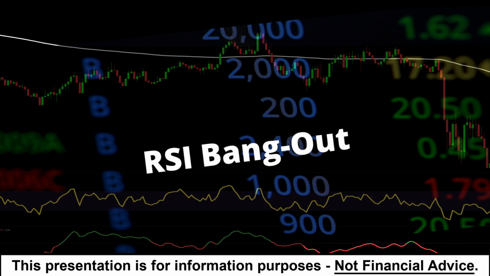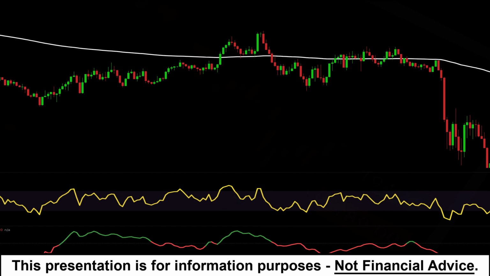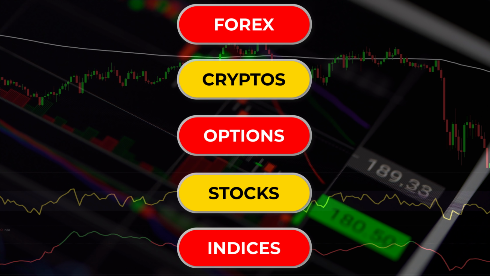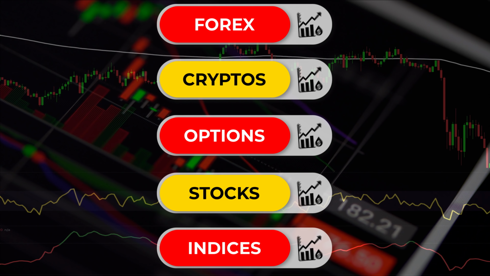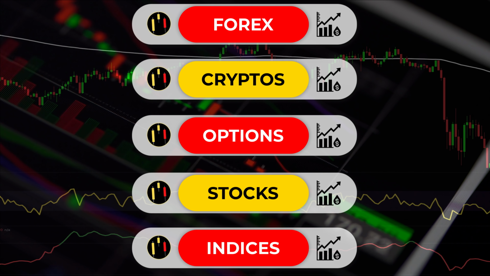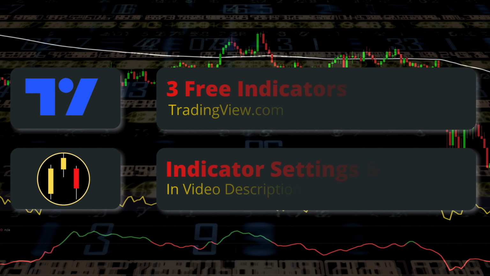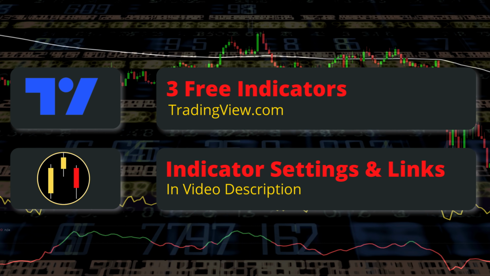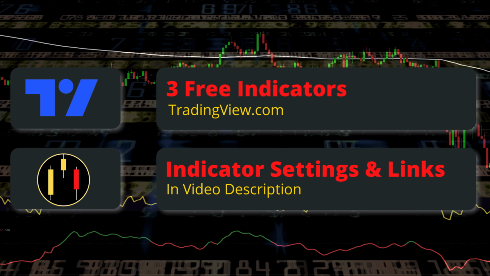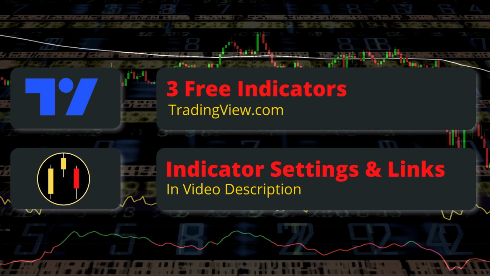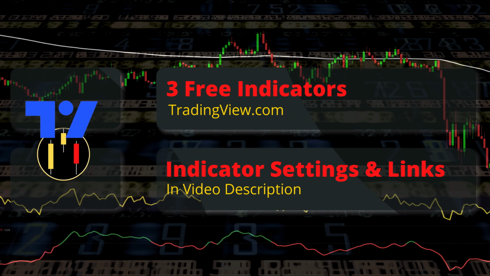I call this system the RSI Bangout. And like most trading systems, it can be adapted to Forex, crypto, options, stocks, indices, or any instrument that has significant volume and market participants. This trading strategy utilizes 3 free TradingView indicators. As always, links and settings to all indicators are listed in the description.